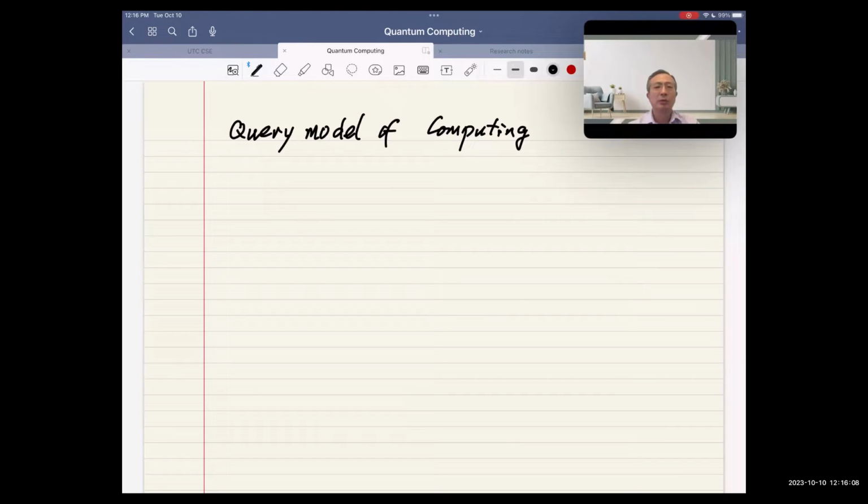So we first start with the query model of computing. By the way, this is basically based on the IBM quantum tutorial, but I'm going to reinterpret this with my own understanding or relevance.